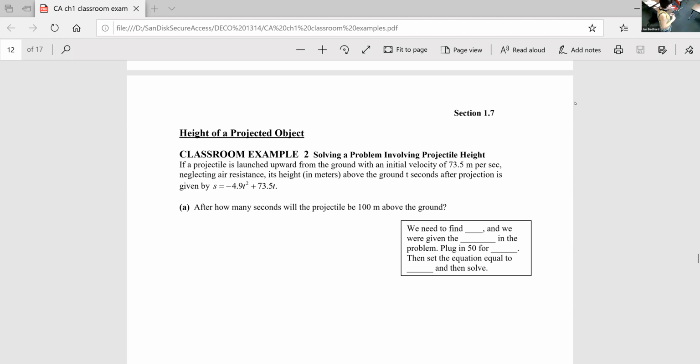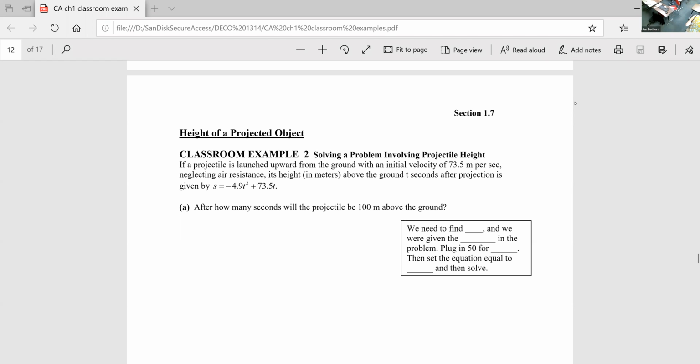And so here's what I want you to think about. If you launch a rocket from the ground and the initial velocity, which is just another word for what? Speed. Very good. That's how fast it's traveling when it leaves. It's 73.5 meters per second. We're going to neglect air resistance because that would complicate our formula a little more. The height in meters above the ground after you launch it, and we're going to count in seconds, so we'll use t to represent that, is given by this formula.